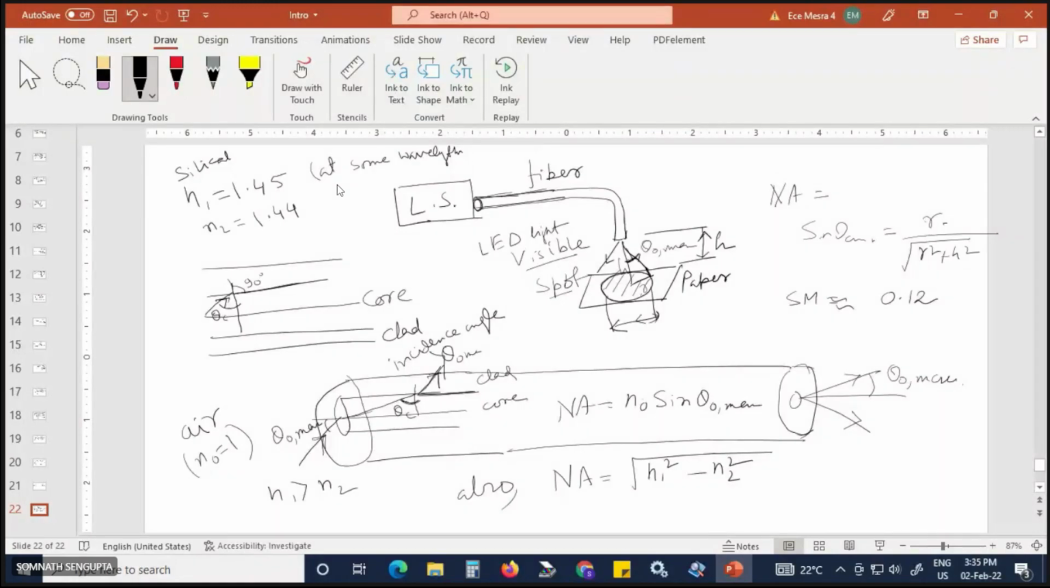And if you make the difference larger, then what will the numerical aperture be? If the difference between n1 and n2 is larger, then will the numerical aperture be more or less? How much will it be? Tell me, more or less, if the difference is larger?